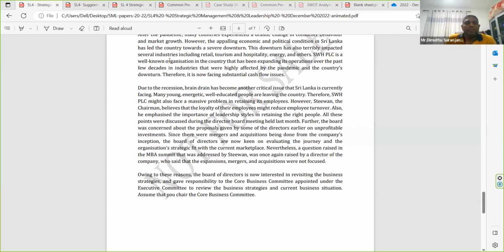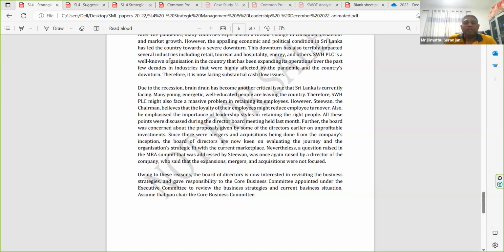Therefore, SWH PLC might also face a massive problem in retaining its employees. However, Stephen, the chairman, believes that the loyalty of their employees might reduce employee turnover. He thinks loyalty may discourage employees from leaving the organization. Also, he emphasized the importance of leadership style in retaining the right people.